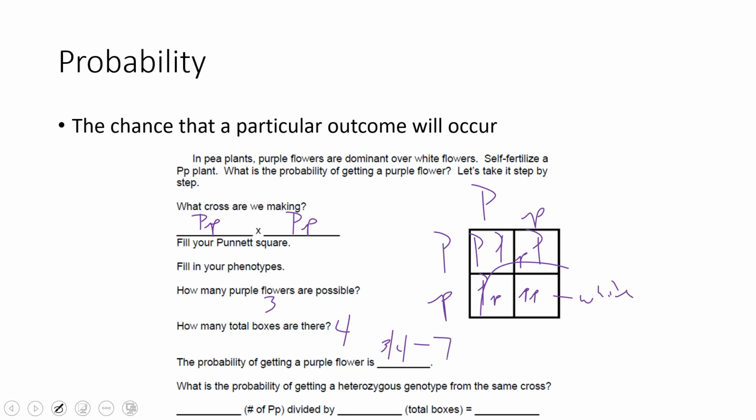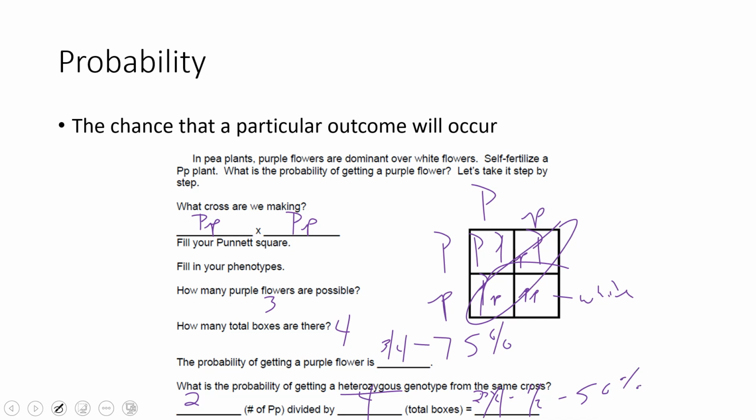But that would be a 75% chance of producing a purple flowered plant. So, what is the probability of getting a heterozygous genotype from the same cross? Well, this time it's only asking about heterozygous. That's just these 2 out of 4. So it's the number of heterozygotes divided by 4 boxes. So 2 out of 4. You can reduce that to 1/2. Or again, you can write the percentage. It's a 50% chance that you get a heterozygote out of that.